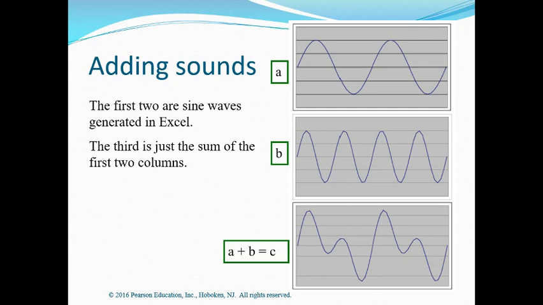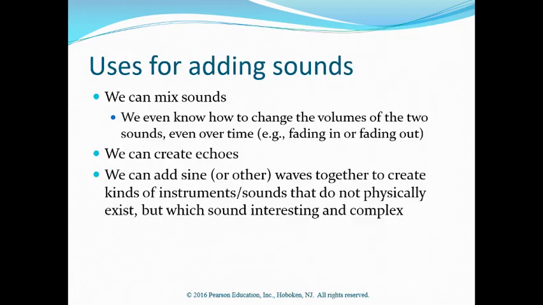The first two are sine waves generated with Excel. The third is just the sum of the first two columns. So A, B, and A plus B equals C.